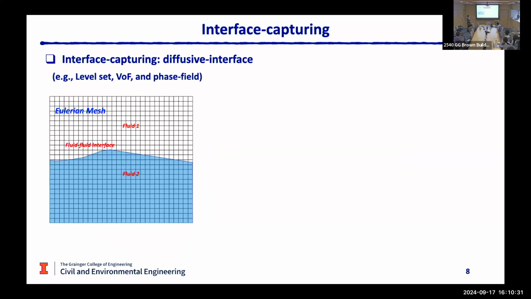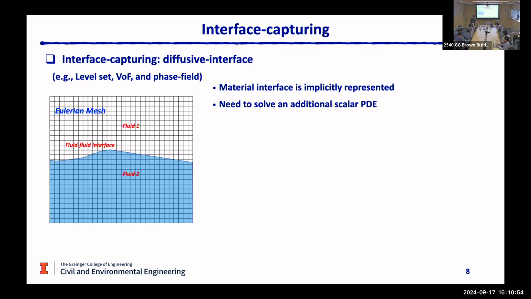The second type of approach you can utilize is interface capturing. This type of approach has many variants, such as level set, volume of fluid, and phase field. Those methods are also widely used in the multi-phase flow community. It belongs to the so-called diffusive interface approach. In this approach, the material interface is implicitly represented by an additional scalar field. And in order to capture the interface evolution, you need to solve an additional scalar partial differential equation. In this approach, the Neumann boundary conditions are typically applied as body force terms in the conservation laws. I will talk about this later in detail.